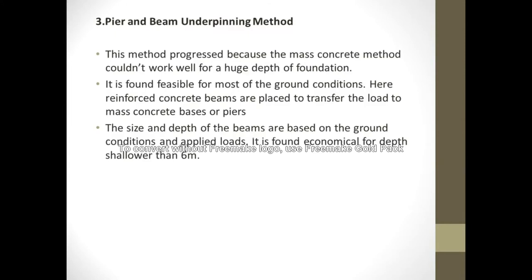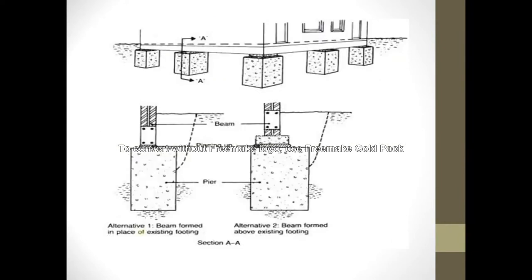So the third method is the pier and beam underpinning method. This method progressed because the mass concrete method couldn't work well for a huge depth of foundation. It is found feasible for most ground conditions. Shear reinforced concrete beams are placed to transfer the load to mass concrete piers or piles. The size and depth of the beam are based on the ground condition and applied load. It is found economical for depths shallower than 6 meters.